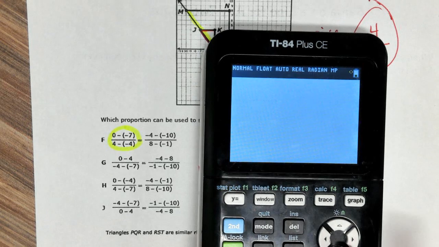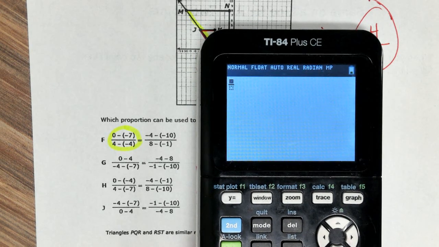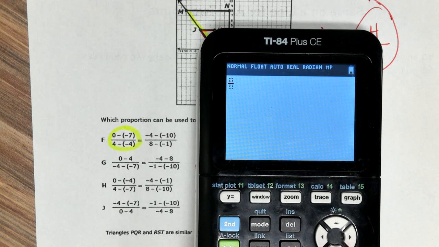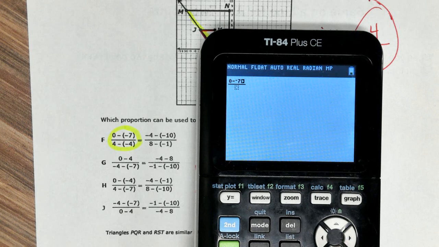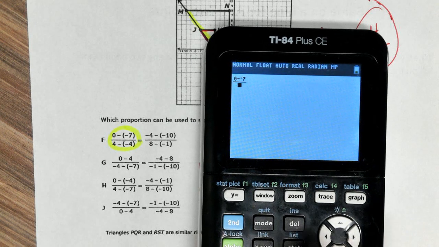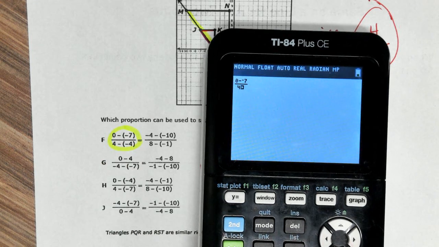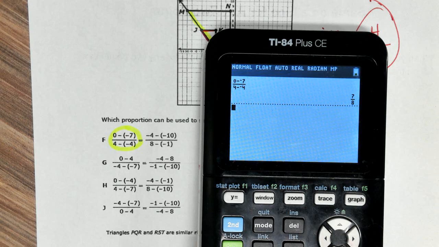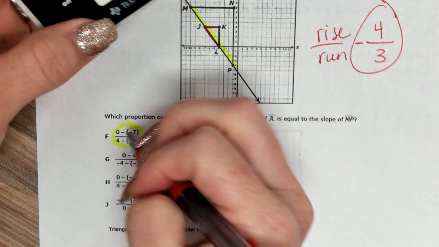So everybody go to alpha y equals option 1. I'm waiting. I don't see everybody doing it. You're going to type in 0 minus negative 7. If you don't want to put the parentheses, you don't have to. Then go down and put in 4 minus negative 4. Hit enter. Did that give you negative 4/3? So F is not the answer.